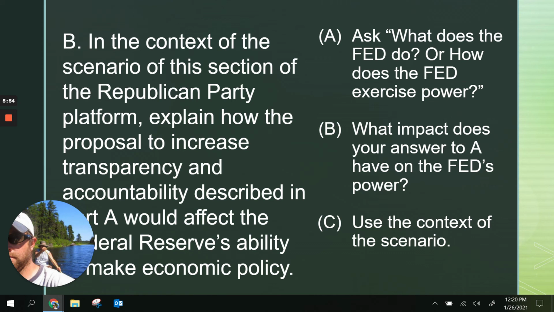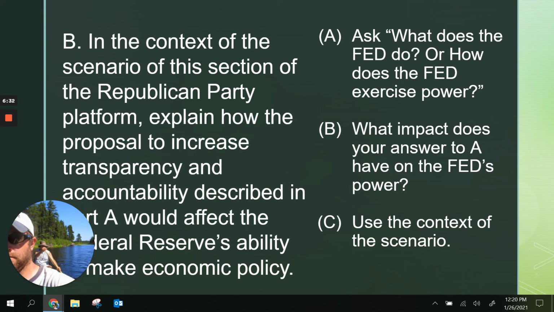Okay, B, in the context of the scenario of this section of the Republican Party platform, explain how the proposal to increase transparency and accountability desired in Part A would affect the Federal Reserve's ability to make economic policy. Okay, so again, it's very wordy, but it's basically asking you what would be the impact on the Federal Reserve's ability to make economic policy. So ask yourself, what does the Fed do? It's the short way to say Federal Reserve. Okay, how does the Fed exercise power? There's a couple of different ways. One thing that the Fed primarily does is raise and lower interest rates. Okay, and that's how it controls the economy.